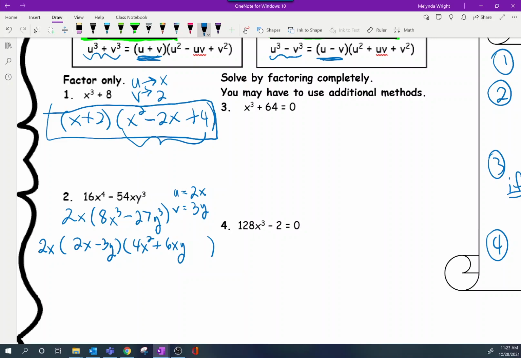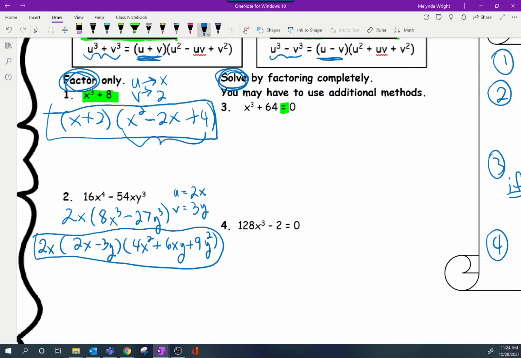All right, those are a couple of examples. Now let's look at these. We're going to solve this time. Here we were just factoring, but on 3 and 4 we're going to solve. Let's look at the difference between these. You'll notice this has an equal sign, this does not. If there is no equal sign, we are not allowed to add one. Cannot add an equal sign.